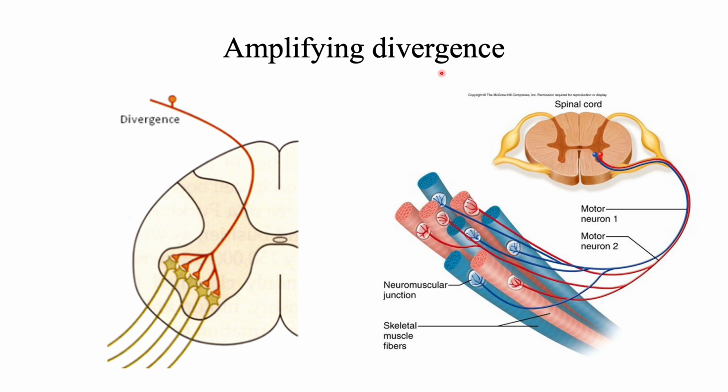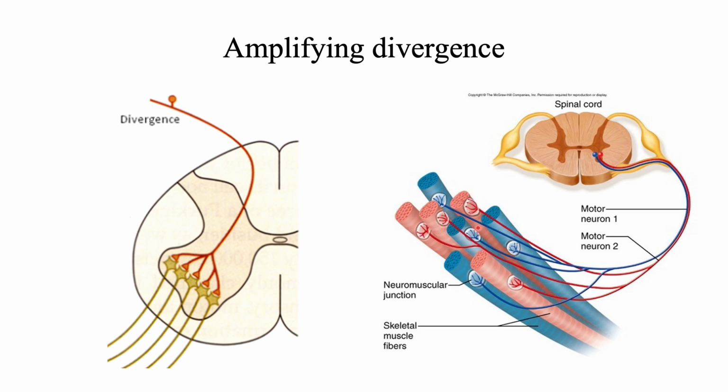Divergence in the same tract is important to serve a function of amplification of the signal. For example, take the motor neurons, which are the neurons that supply the skeletal muscle fibers. If there were one motor neuron for each muscle fiber, we would have to have thousands to millions of motor neurons, which is not efficient. So the other way is for the same motor neuron to branch several times to diverge into multiple muscle fiber cells.